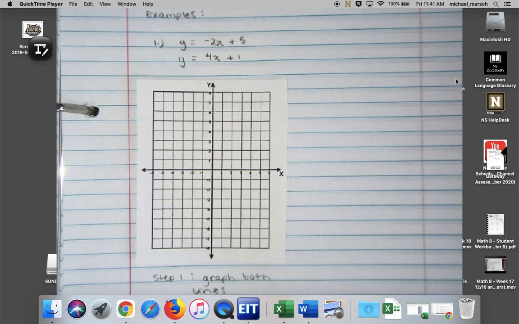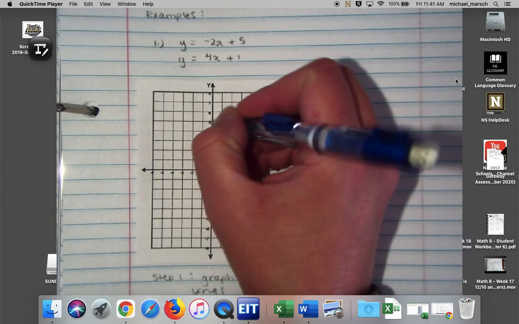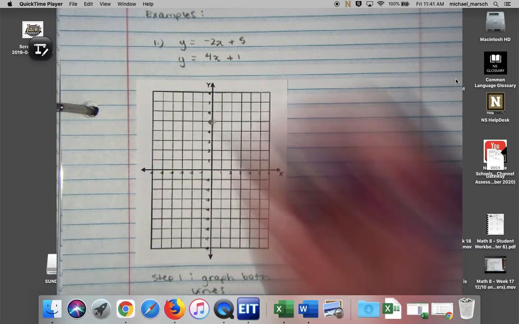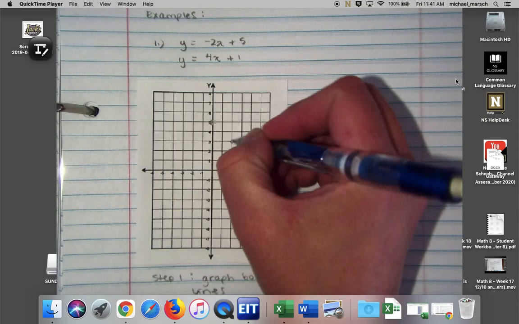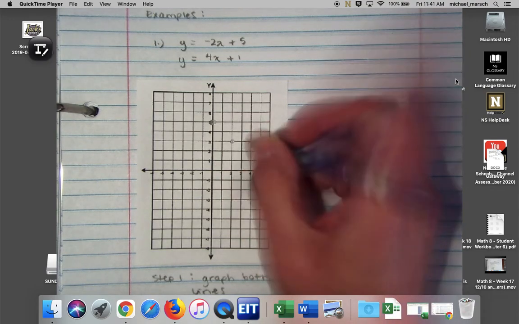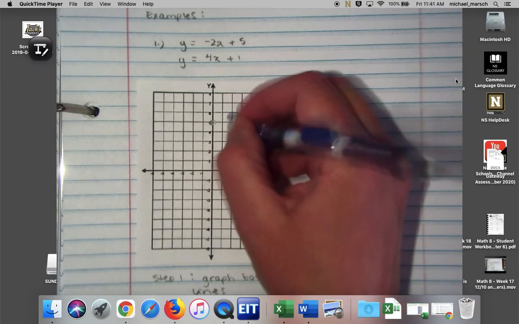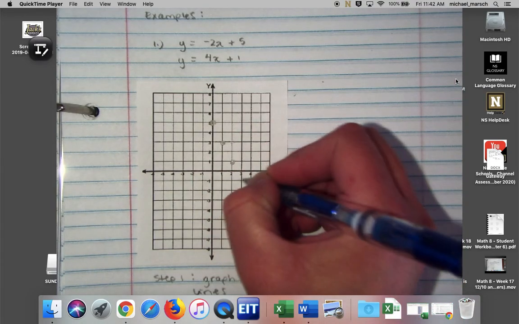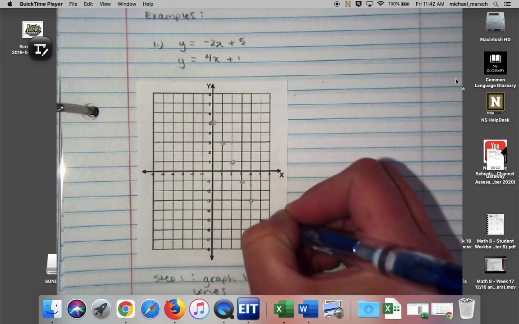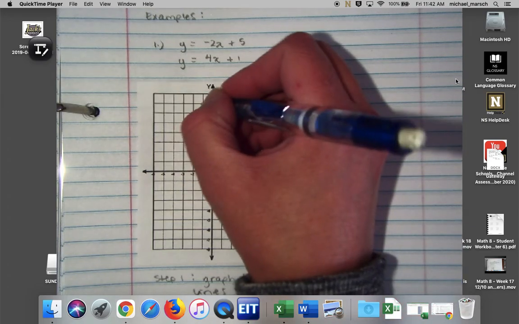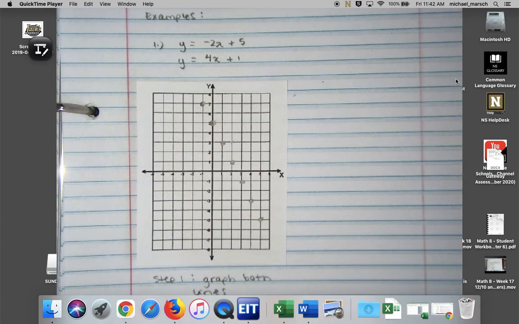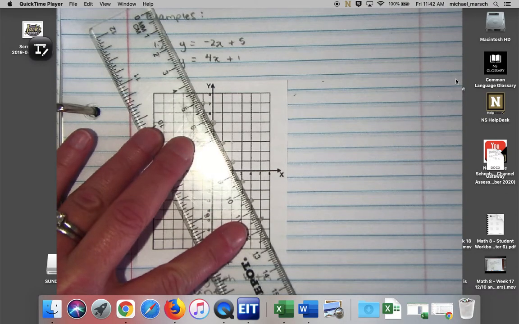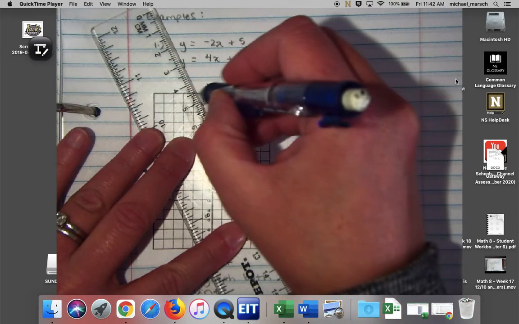So I'm going to graph this first equation. My slope is -2. My y-intercept is 5. So I'm going to plot my first point at 5. And then I'm going to go down 2, over 1. Oops, that was over 2. Down 2, over 1. And I'm just going to put as many points as I can. Up 2, back 1, right? And then I'm going to connect those points.